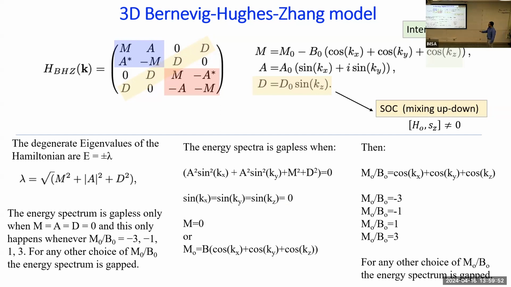In this case, sin kx, sin ky, sin kz should be 0, and it should be 0 again. The only option here is that we can have 3 minus 1 or 1, 1 minus 1, 3 options in this case, and 1 option in the other. If we choose these values, we close the bandgap. And for the other values of M over B, we have an energy gap.